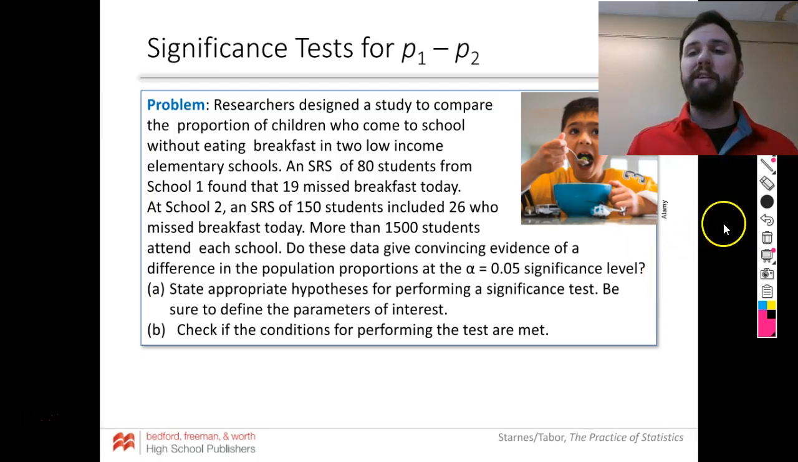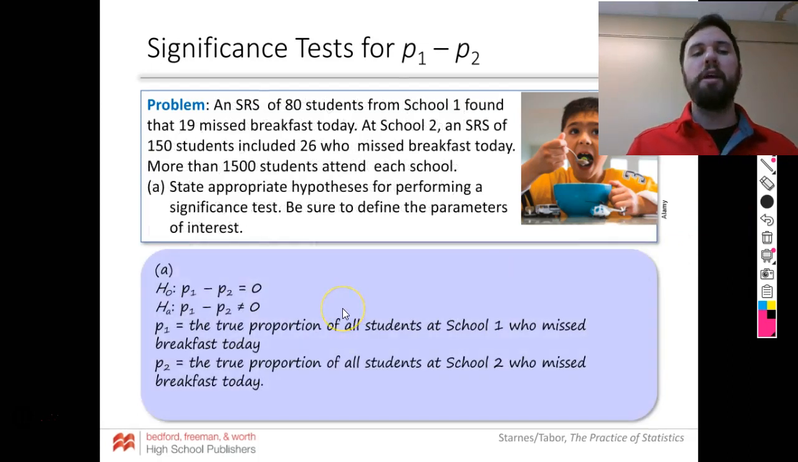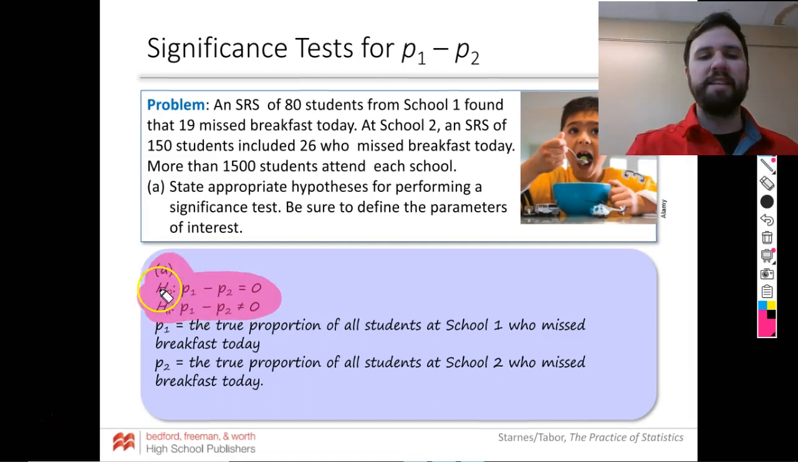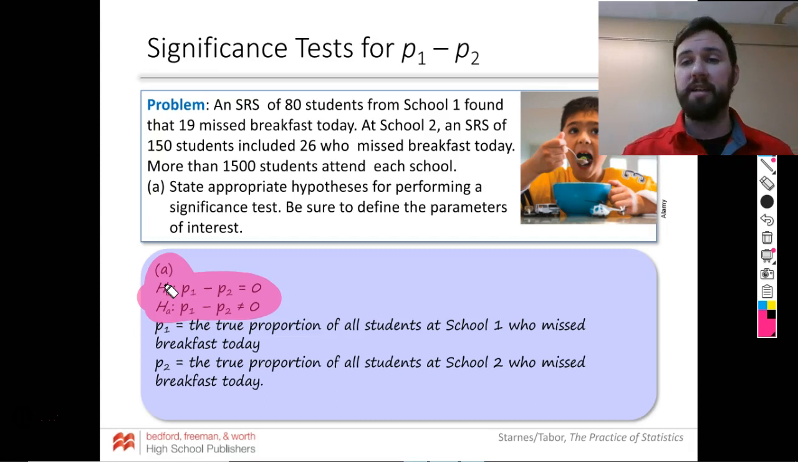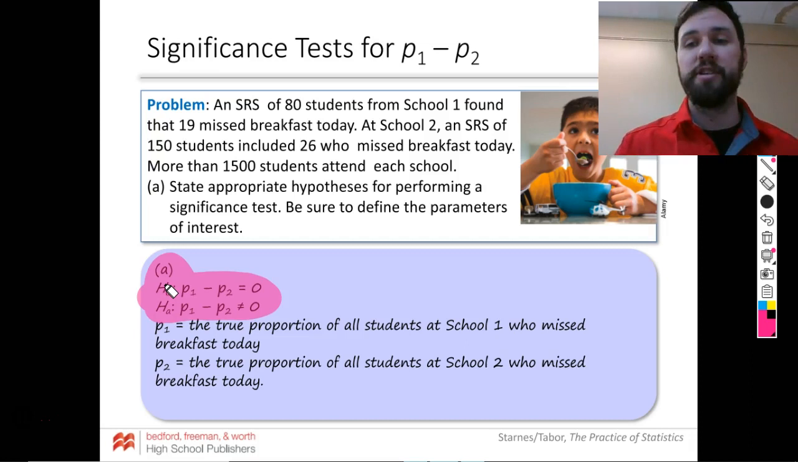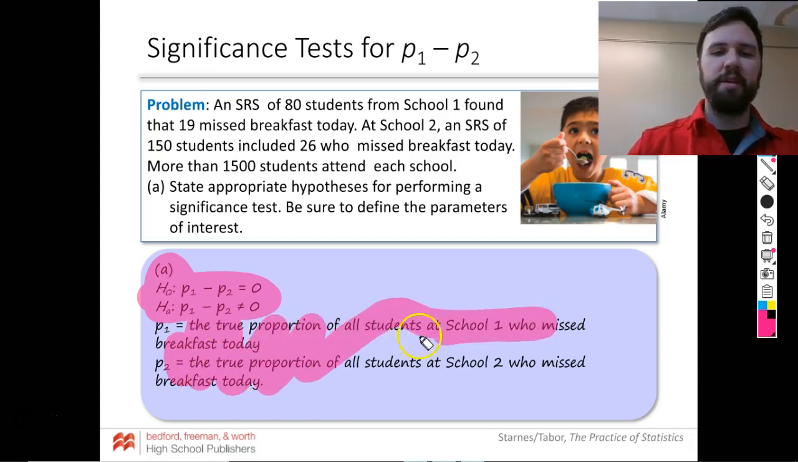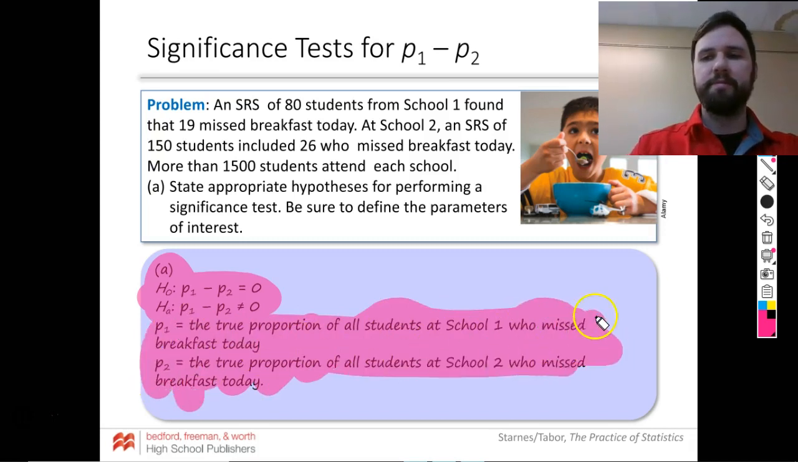So let's state our null hypothesis. Our null hypothesis is P1 minus P2 is 0. We're going to assume there is no difference. And then our alternative is it's not equal to 0, so there is a difference. One's bigger or one's smaller. It's going to be a 2-tailed test, because we don't know if one's bigger or one's smaller. We aren't assuming that. We're just going to try to find out if they're not equal. And don't forget, this is what my P's mean. P1 is school 1, P2 is school 2.